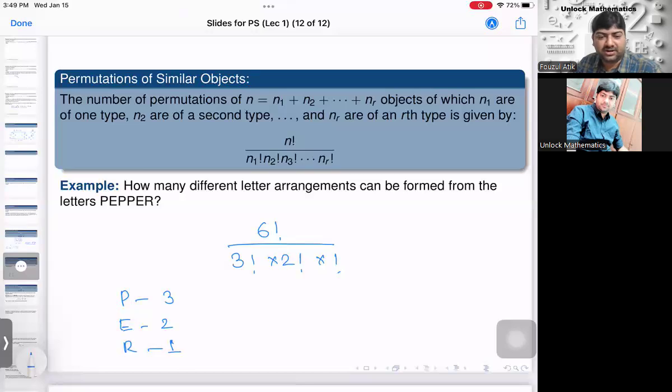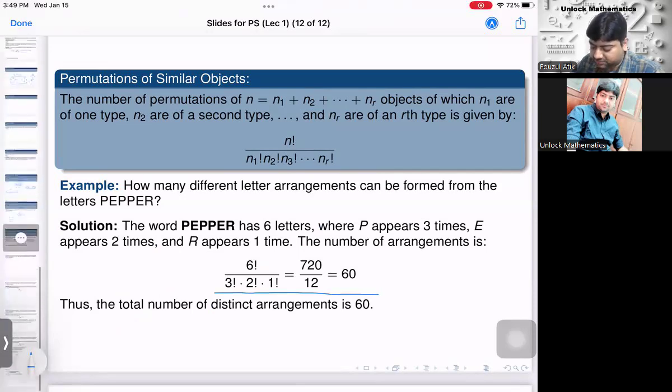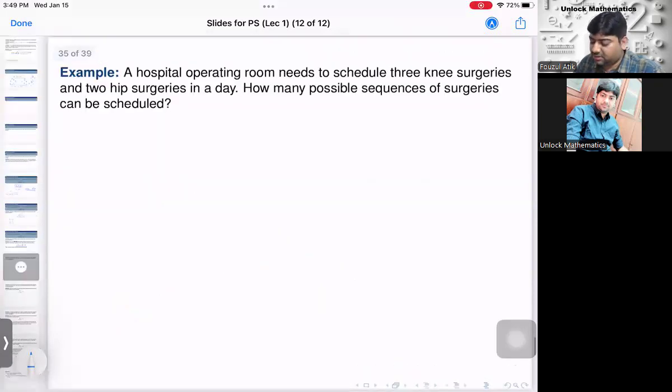I hope it is clear to you. It's a very nice concept, very easy one. You can easily understand where you have to apply this permutation of similar objects. Yes, this is what we discussed. So there are 60 different arrangements possible. Now think of this example.